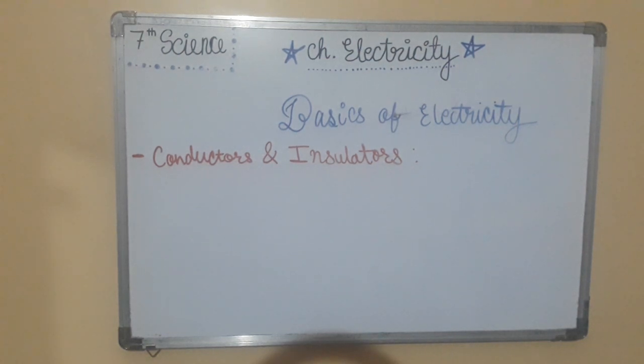Atoms of some substances hold electrons less tightly and so they can be freed easily. Such substances have more free electrons in them, resulting in more amount of current in them. So these substances are called good conductors or simply conductors.